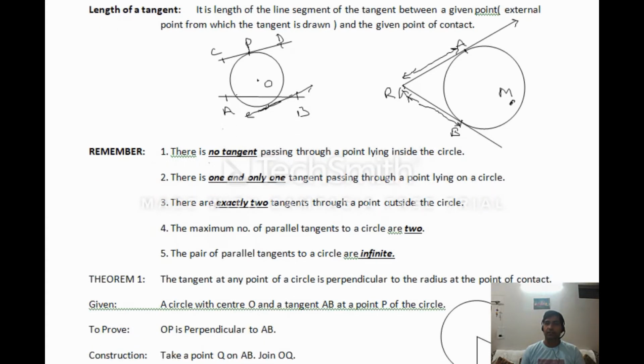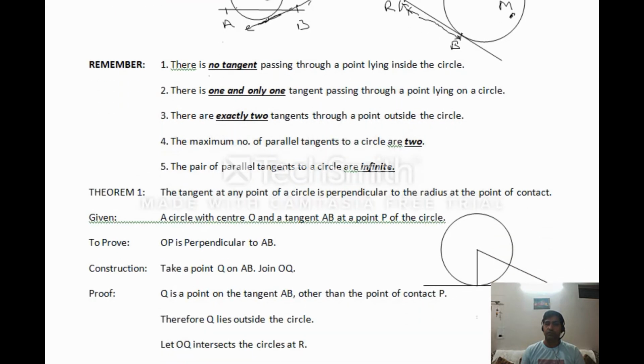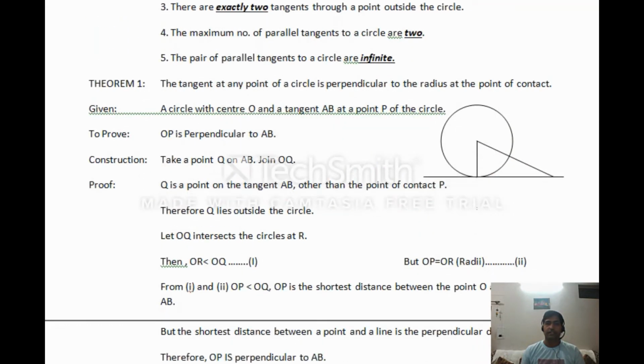Second, after this there are two theorems which are very important in this 10th class CBSE curriculum. Look at the first one, which is a very small and easy theorem. The tangent at any point of a circle is perpendicular to the radius at the point of contact.